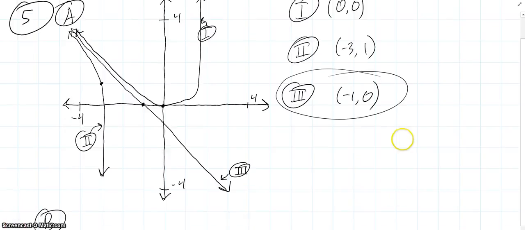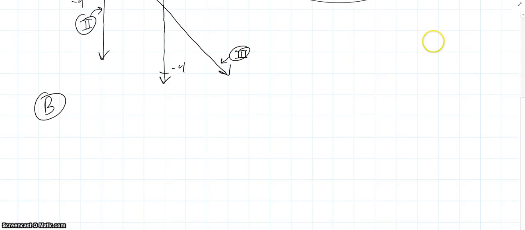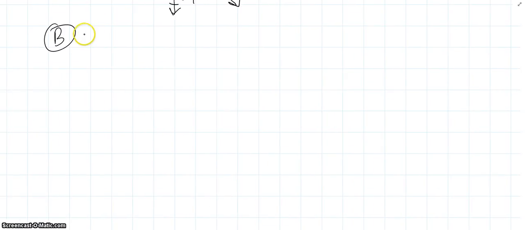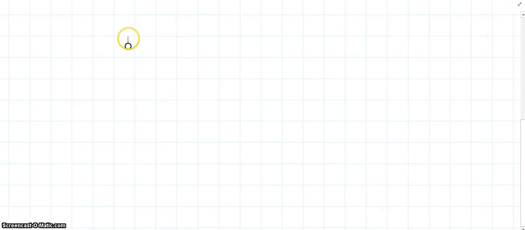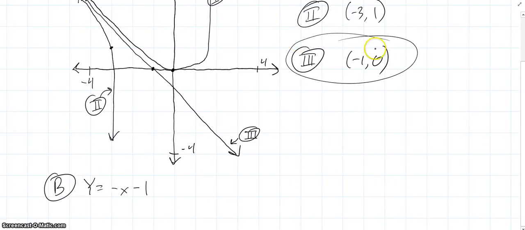Now B is actually asking us to give the equation for this point, number 3, negative 1, 0, which I happened to say by accident before, but pretty much it's y equals negative x minus 1. I found this by realizing that the slope of this line that goes through negative 1, 0 is negative 1. If the rise is 1, then the run is negative 1, so it's negative 1 over 1 in some form. And then the y-intercept is negative 1 because it crosses the y-axis at negative 1.